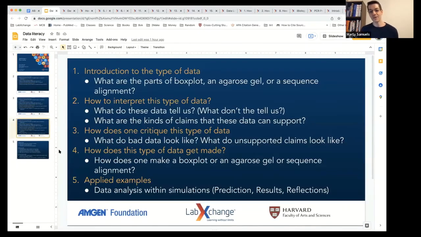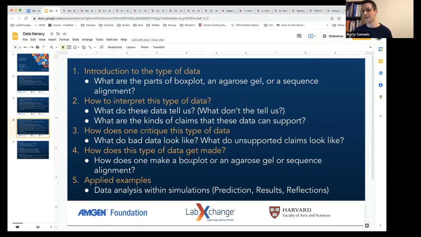but we basically approach data literacy as something along the lines of: introduce someone to the type of data, like a box plot or an agarose gel or a sequence alignment. What are the parts of that data? What's the anatomy of that data? What is it trying to tell us? Give us some practice in terms of interpreting it. How can we identify what that data can and cannot tell us? And then give us some examples of critiquing that data. And then also get into the practice of how that data gets made.